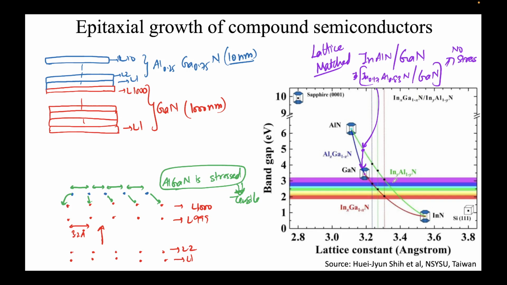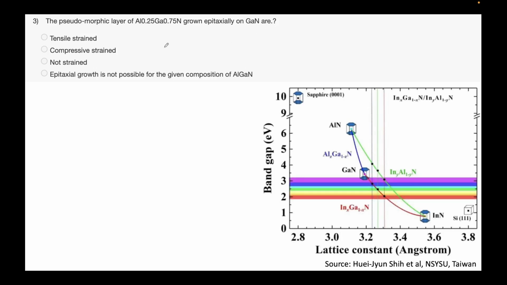Okay, so these are the things that the growers need to keep into account for a good quality of epitaxy, and only on a good quality material will a good quality device be made. That's a separate story. Okay, so now coming to this problem, the pseudomorphic layer of 25% AlGaN grown epitaxially on GaN. So let's revisit this. We had discussed this problem in the last slide. Gallium nitride is somewhere over here, but you're growing AlGaN, right? So AlGaN will have a lower lattice constant definitely than GaN.